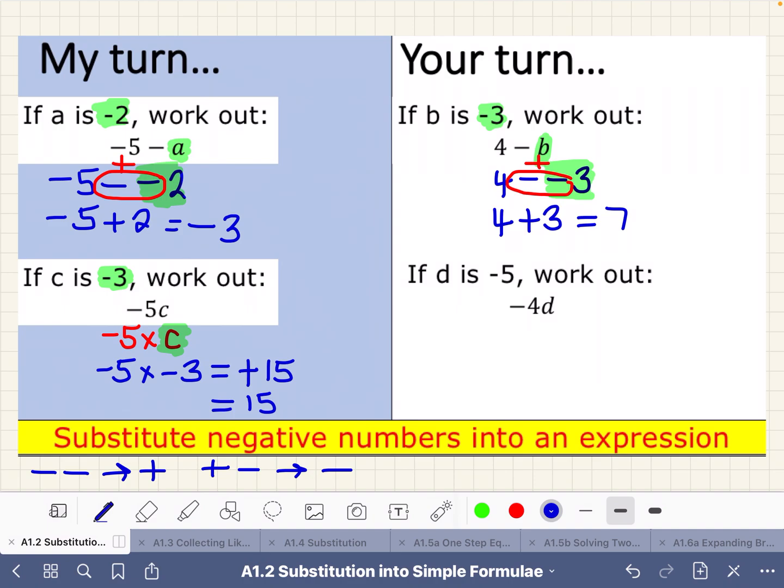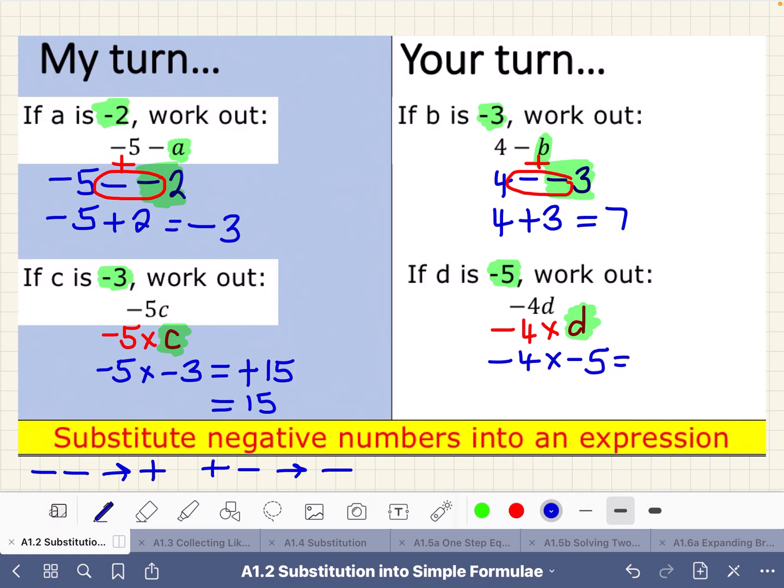Press pause while you try the your turn question. If D is minus 5, work out minus 4D. We know that minus 4D means minus 4 multiplied by D. We are substituting the value for D as being minus 5. That means we have minus 4 multiplied by minus 5.